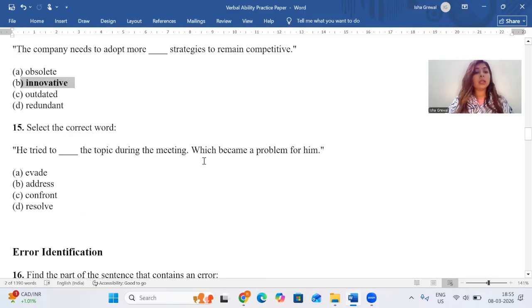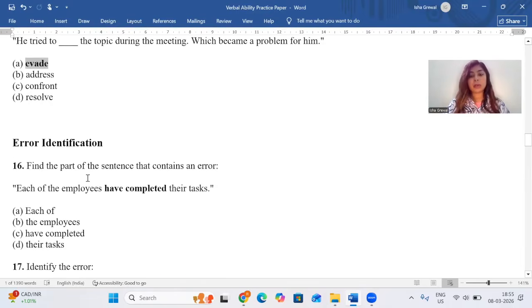Okay. Next, he tried to dash the topic during the meeting, which became a problem for him. So it is already mentioned in the statement, guys, that he did something during the meeting which became a problem for him. That means the word needs to be negative only. If he would have tried to address the topic, confront the topic, resolve the topic, then it would not have been a problem for him. So obviously he wanted to ignore, evade, remove the topic during the meeting, that became a problem for him. So evade is going to be the correct answer.